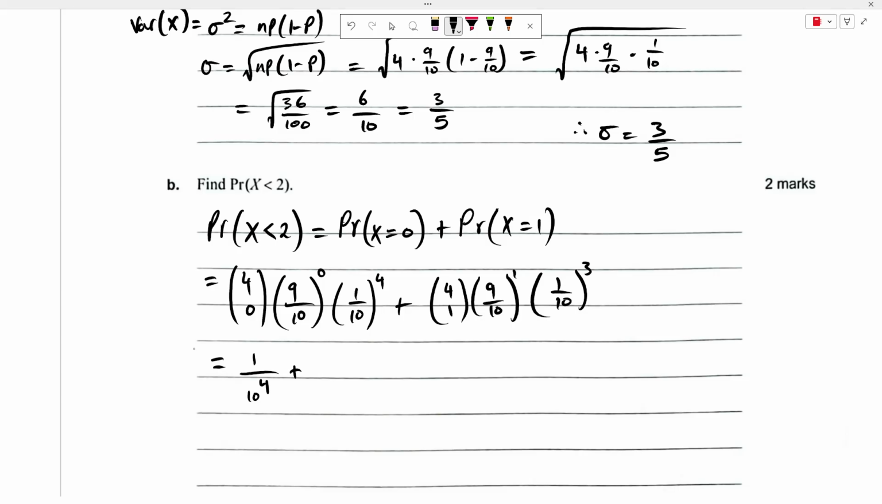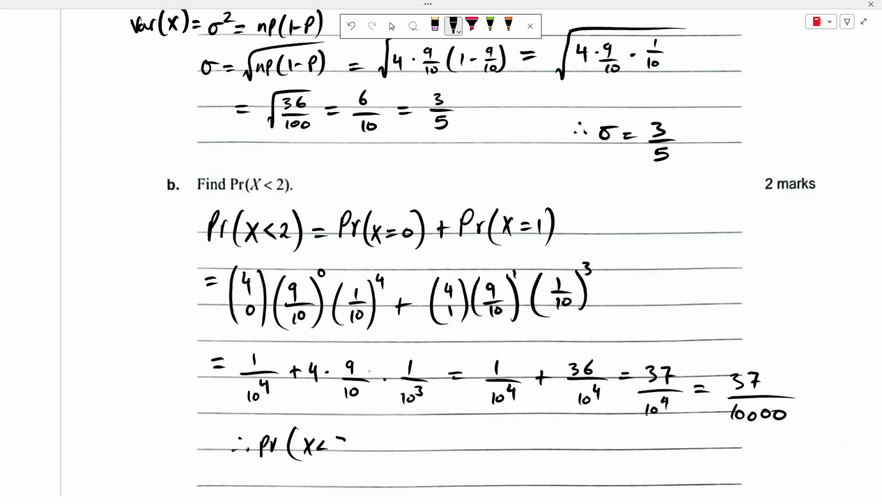Plus, what's 4 choose 1 going to be? That's going to be 4. And then we get 9 over 10 times 1 over 10 cubed. So this is 1 over 10 to the 4 plus 36 over 10 to the 4. So we get 37 over 10 to the 4. And that's actually going to be this. So therefore, probability x less than 2 is going to be 0.0037.